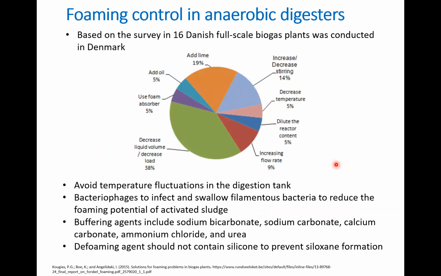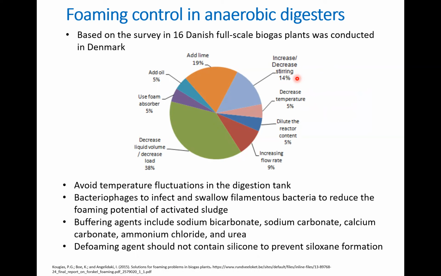Okay, how to control the foaming in the digester? Based on the same study that I just mentioned, they applied several things. They either add lime or increase or decrease the stirring. Also, having consistent stirring can reduce the foaming, and decreasing the temperature. Dilute the reactor content. Of course, if you have more solids, you may also have the chance that the solids can attach to the gas and float up to the surface of the digester.